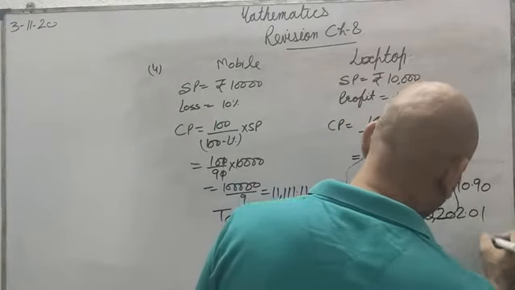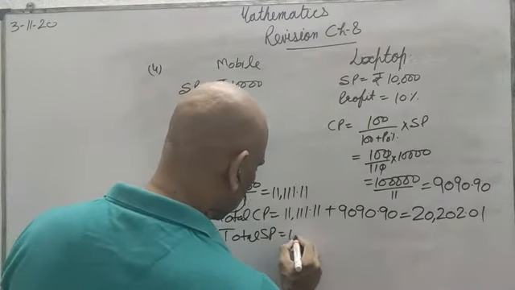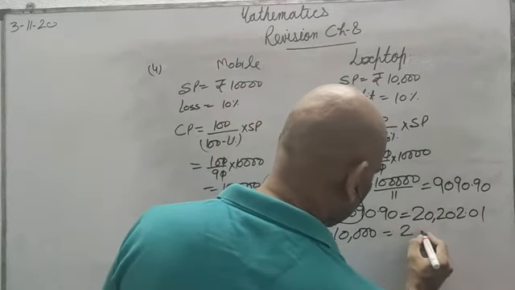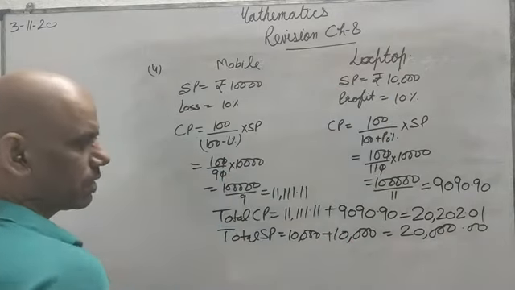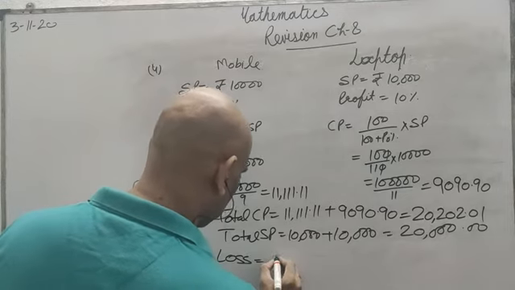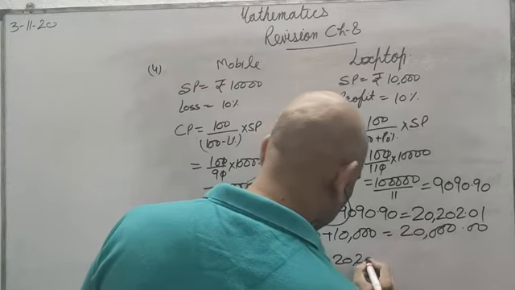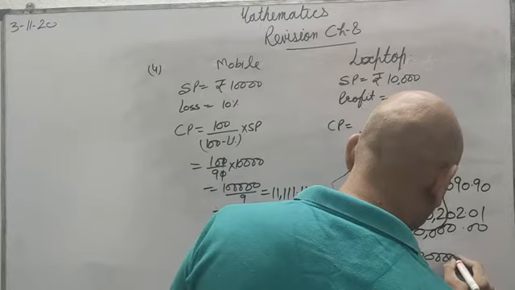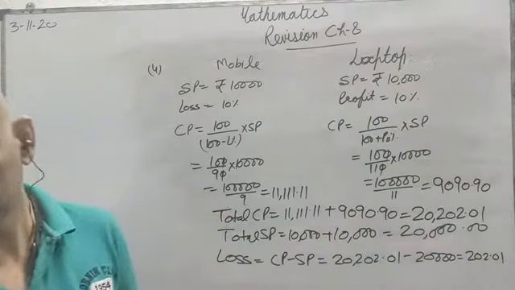20,202 rupees 1 paisa. While the total SP is 10,000 plus 10,000, that is 20,000. So CP was more, SP is less, so it is a loss. CP minus SP, that is 20,202.1 minus 20,000. I got 202 rupees 1 paisa loss.